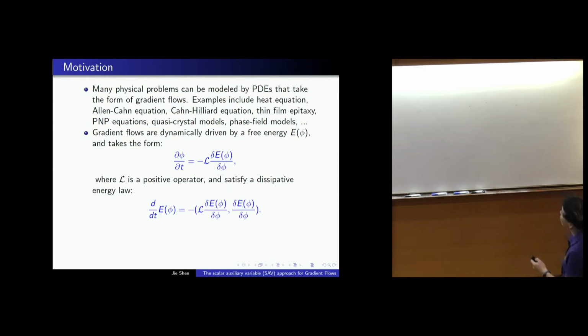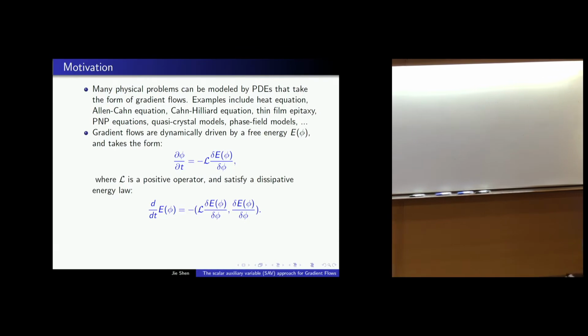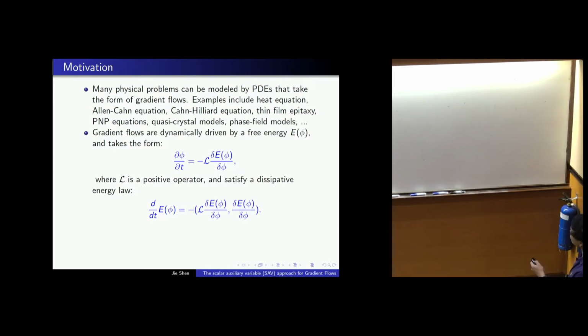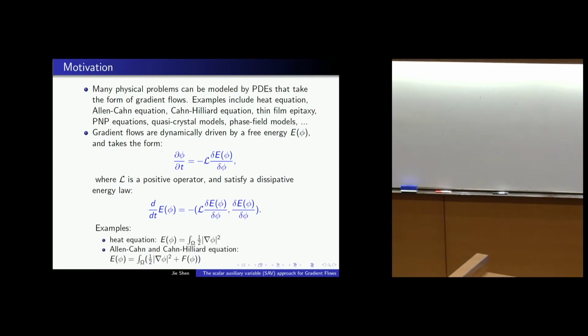So what is a gradient flow? It's a flow dynamically driven by a free energy. So you have a free energy, and then you let it have this form where this L here is a positive operator, so that this gradient flow automatically satisfies a dissipative energy law like this, and you simply take the inner product of this with the variational derivative of free energy with respect to phi.